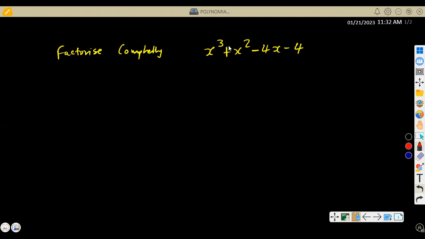The cubic part is from the highest exponent, which is 3. If it was from x squared, where the highest exponent is 2, it would be a quadratic, the one you were used to when doing O-level math. But now the highest exponent you'll be dealing with is 3. Let's say you're given a consideration to factorize this completely.